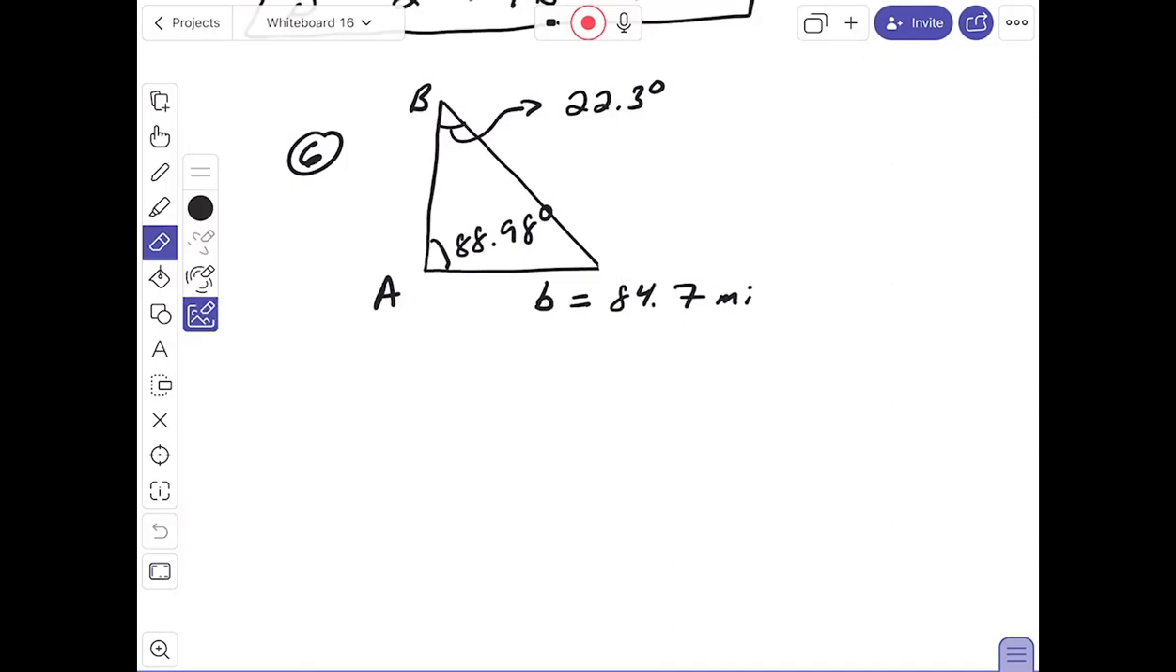All right. And I think I'm ready to go. So what do you mean you're ready to go? I'm ready to finish labeling the diagram.